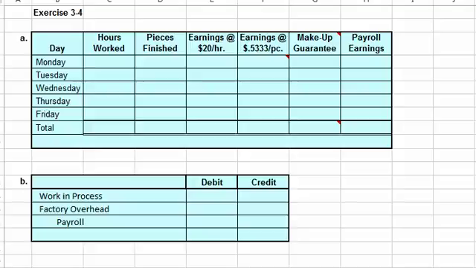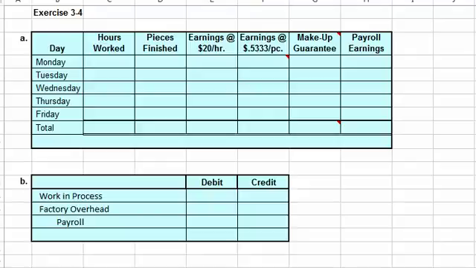Okay, you guys, we're now going to take a look at exercise 3-4. Susie Green earns $20 per hour for up to 300 units of production each day. Okay, now, she's going to be paid $20 per hour, period.